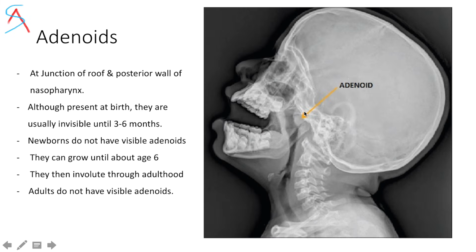At the junction of the roof and the posterior wall of the nasopharynx, you will find a mass. Mostly that would be adenoids. Adenoids are present at birth, but they are generally invisible till the 3rd to 6th month. Newborns won't have visible adenoids, but they will have adenoids at birth. They grow until about the age of 6, and in adults they are not visible.